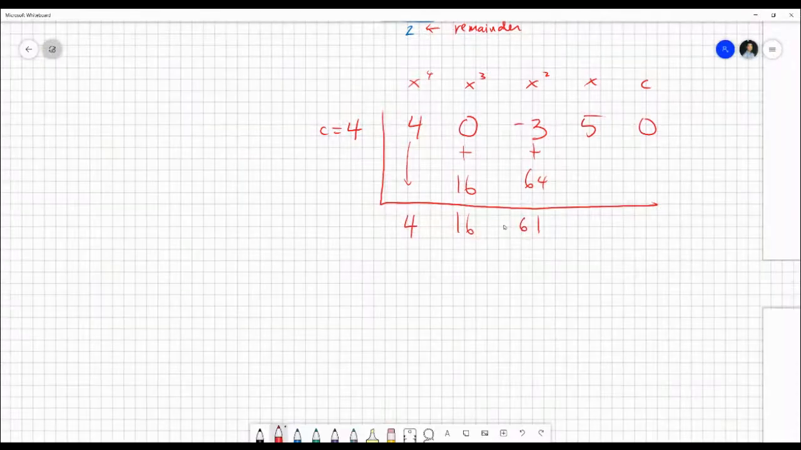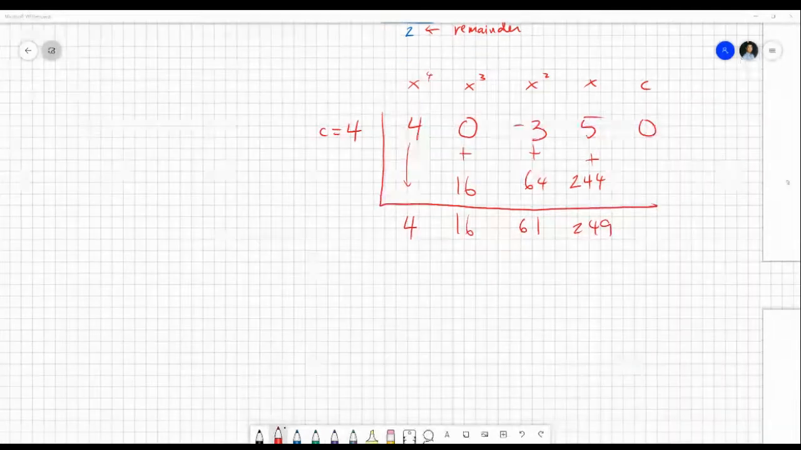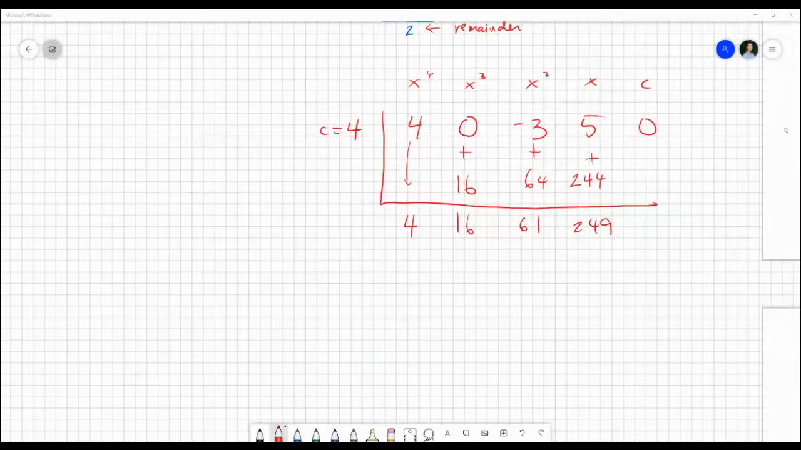All right, so now drop down the first number and multiply. So 4 times 4 is 16. We're going to add. 4 times 16 is 64. We're going to add. We'll multiply 4 times 61, 244. We're going to add 249. And I believe that one was, let's see, 996. And add straight down. All right, so this one would be our remainder.